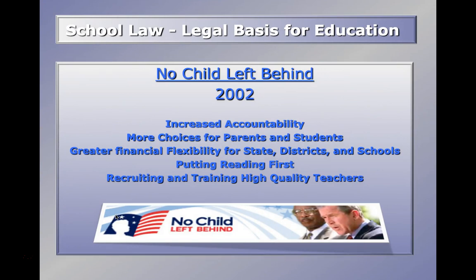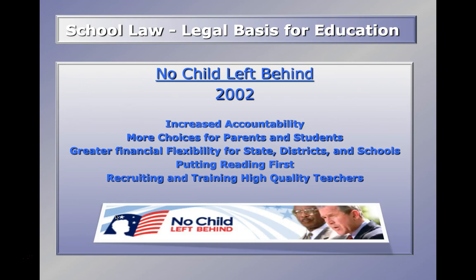In 2002, George Bush set No Child Left Behind legislation, and it had 5 focuses. One was increased accountability. So you had, again, more testing coming down the pike, more choices for parents and students, again, pushes for vouchers and the like, and increased motivation for independent schools to form.